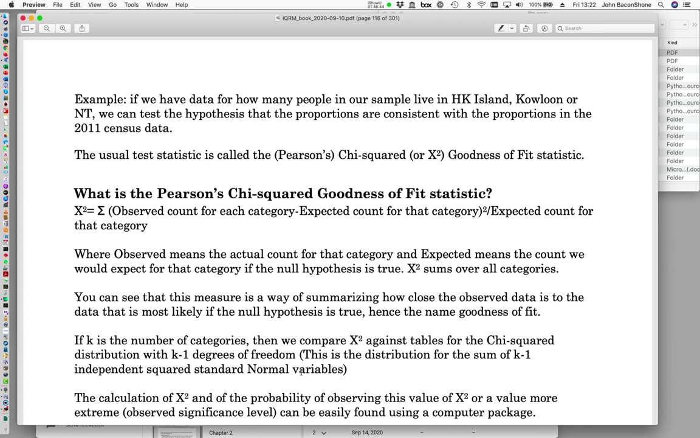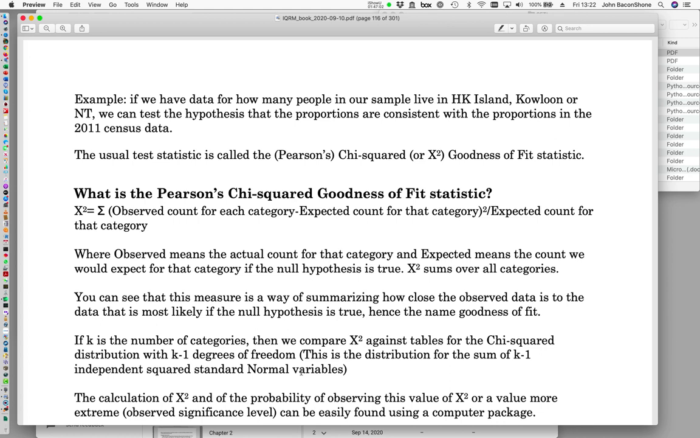So there's more than one test statistic. The one that's most common, which we're going to start with, is called Pearson's chi-squared goodness of fit statistic. It's sometimes called X squared. So what is Pearson's chi-squared goodness of fit statistic?